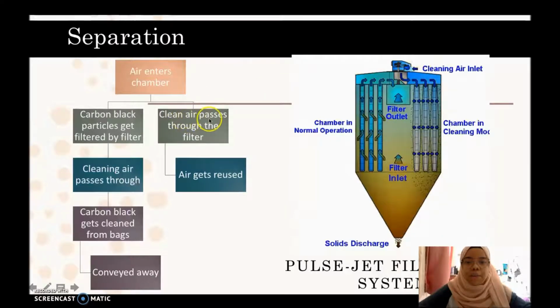The clean air that passes through the filter gets reused. For the carbon black particles, the cleaning air passes through from this inlet and goes into the filter, which makes the carbon detach from the filter here. So the carbon black gets cleaned from the bags, and after that it falls here to the solids discharge, and it gets conveyed away from the separation system to the next unit operation.